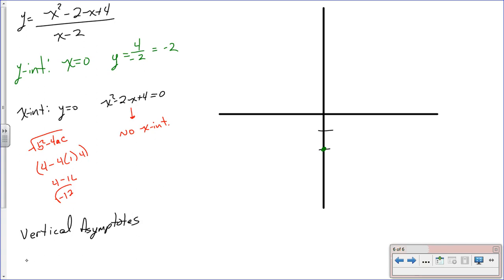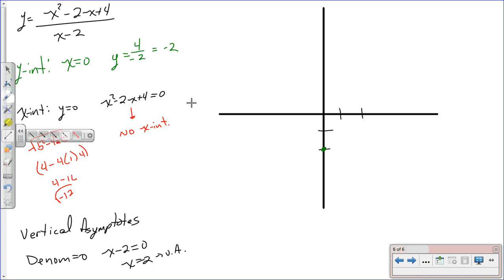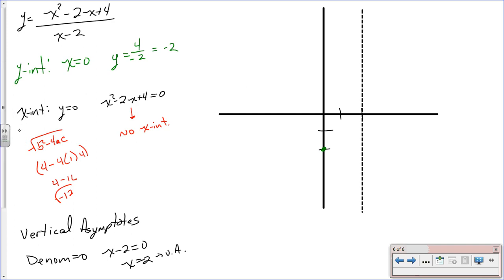For vertical asymptotes, you take your denominator and set it equal to 0. So x minus 2 equals 0, so x equals 2. That is our vertical asymptote. So 1, 2. Let's draw in our vertical asymptote. All right, I missed. Oh well, I'll fix it. There we go. Vertical asymptote, x equals 2.